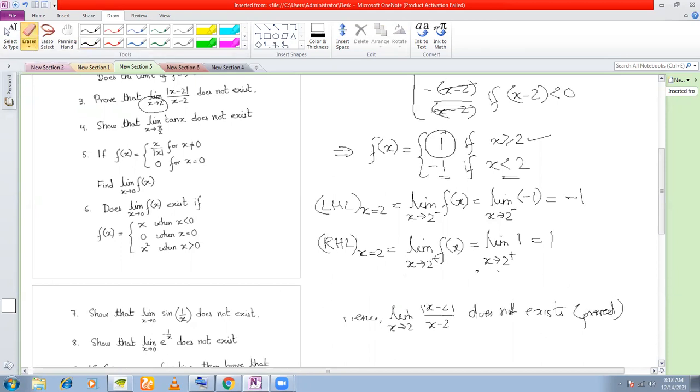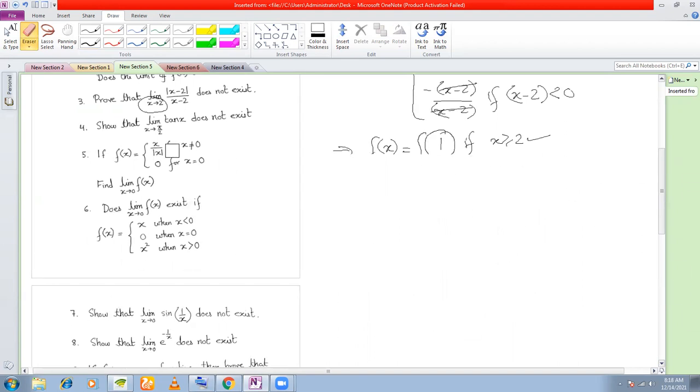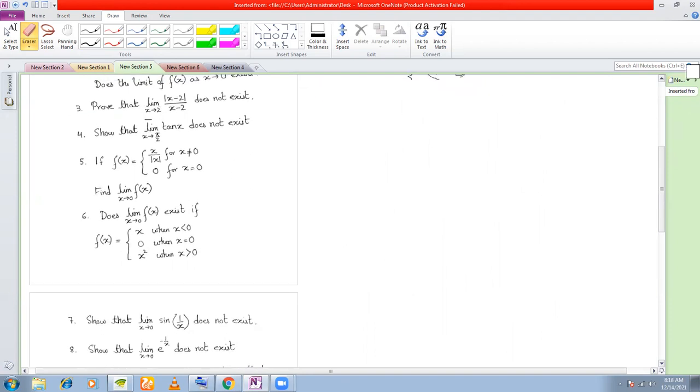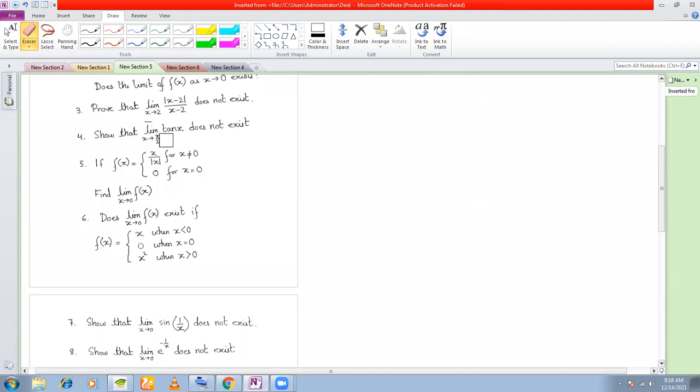Moving on to the next question, number 4. Show that the limit as x tends to pi by 2 of tan x does not exist. So I start by saying let f(x) be equal to tan x. That is the function whose limit we need to calculate.